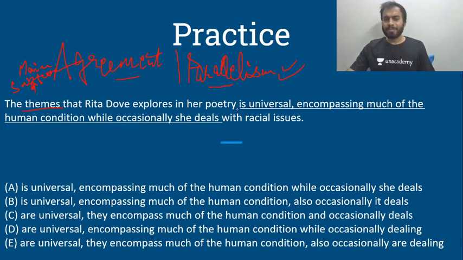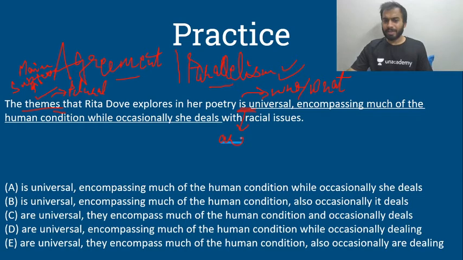That Rita Dove explores in her poetry is what is universal. If this is the main verb, you ask yourself, who is universal or what is universal? The answer would be themes. Themes are universal. What is themes? Themes is plural, right? If this is plural, then this verb has got to be plural, right?